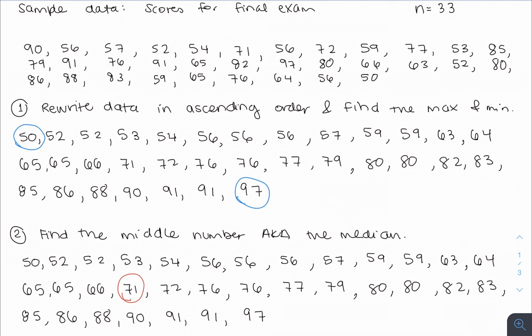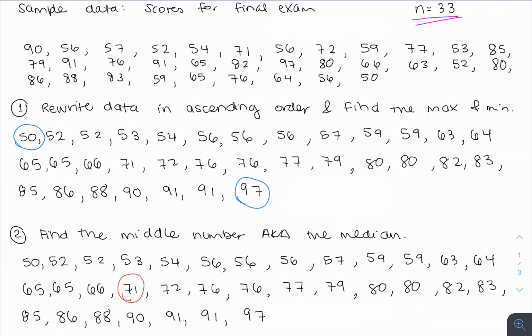Recall from the other notes that box plots are used for measurement data, and this is the same sample data set for scores for a final exam. And note that I put how many elements are in the sample. There's 33 different data values.